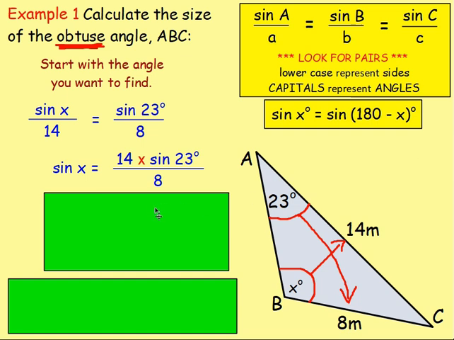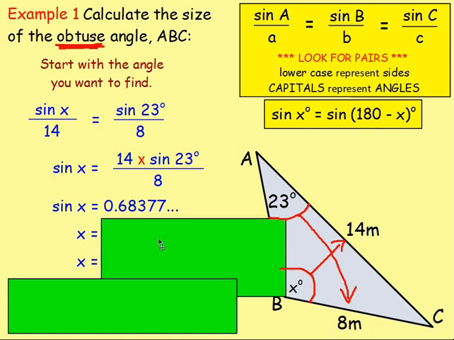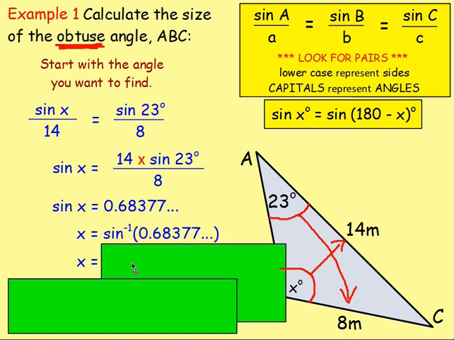If you work that out on the calculator, you get 0.68377, and so on, to quite a few decimal places. We are not wanting sine x, though. We are wanting x. So how do you go about going from sine x to x? You do the inverse sine. You do indeed, yeah. So sine to the minus 1 of the 0.68377.